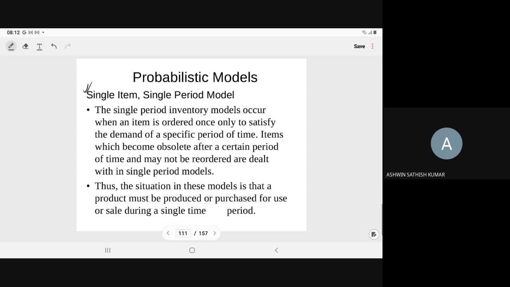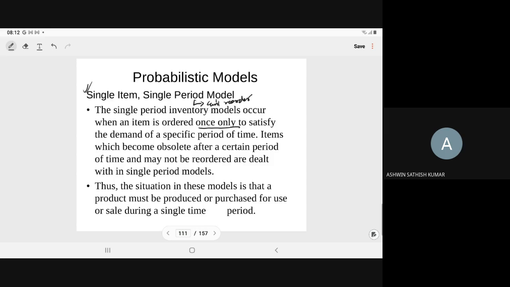Important: you can't reorder. The single period inventory model occurs when an item is ordered once only to satisfy the demand of a specific period. Items which become obsolete after a certain period of time and may not be reordered are dealt with in the single period model.